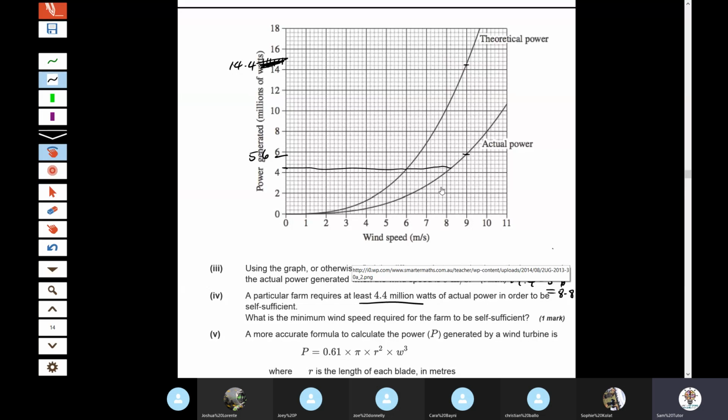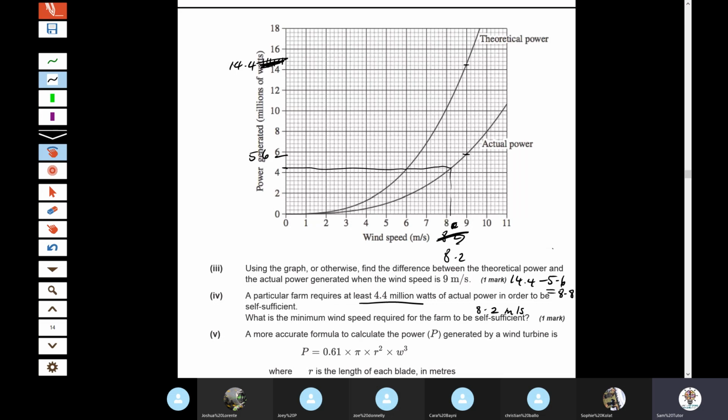As if the farmer wants to know, in theory, you can do it in like 6 meters per second. What he really wants to know is, actually, you need it to be 8.2. 2, 4, 6, 8. The bottom one's going up by 0.2. 8.2. All right. So therefore, what is the minimum wind speed? Yeah, we said 8.2.